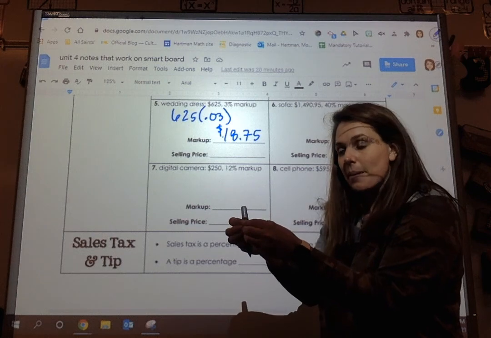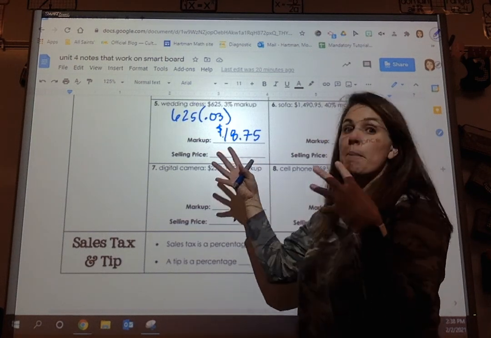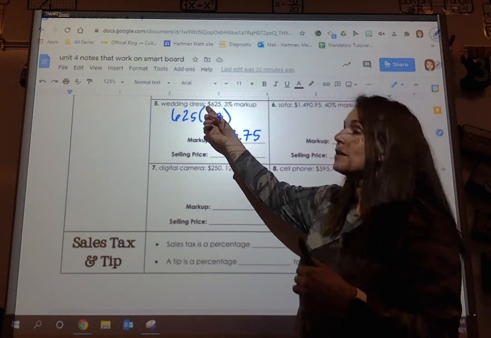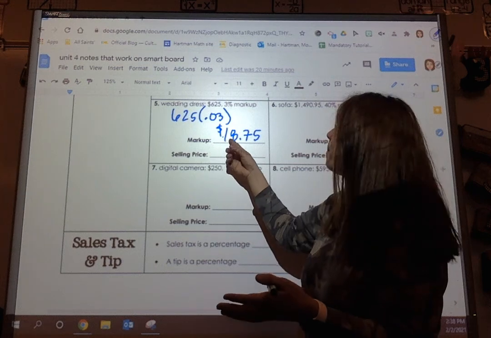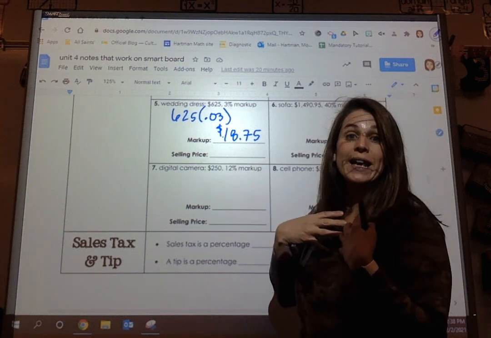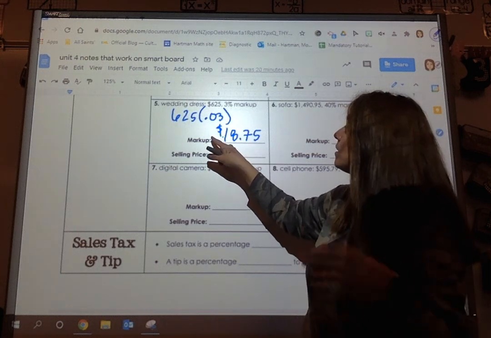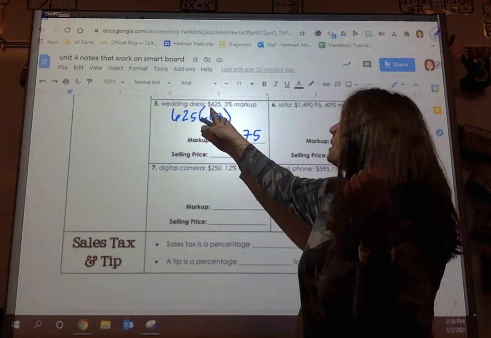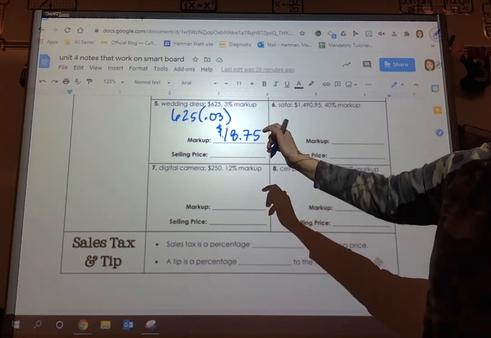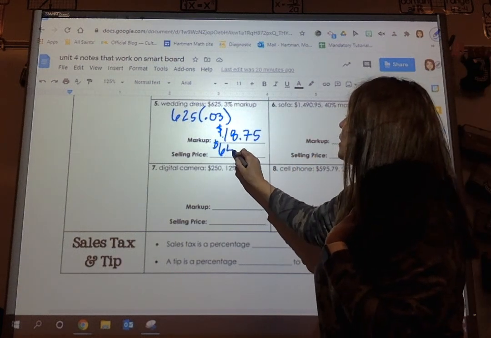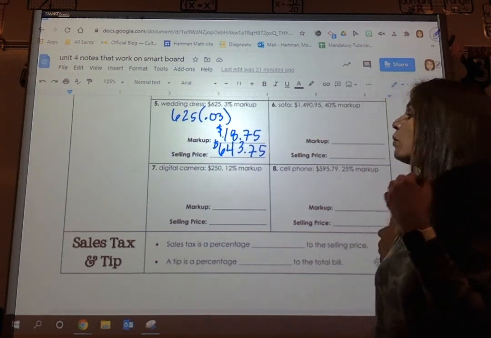So stores typically, how they make their money is through the markup. They buy it from somebody and then they mark it up to sell to us. So that's what the markup means. The wedding dress, they could have got it for $625, but they're marking it up 3%. So what are they going to sell it to me for? I'm going to add these two together because markup means addition. So I take this wedding dress, add it to $18.75, and the price that I'm paying is going to be $643.75. That's what a markup does.